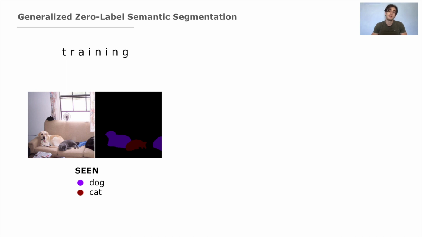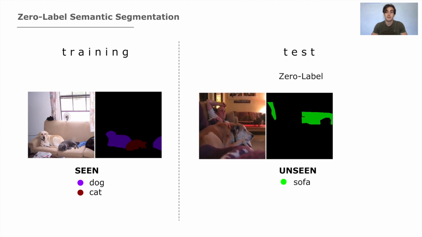The task to label unseen classes at test time is called zero-label semantic segmentation. Even if the model has never seen sofa pixels at training time, it is able to predict such class at test time by learning a function to model the semantic relationship between seen and unseen classes. However, the zero-label assumption doesn't take into account the co-occurrence of seen and unseen classes.